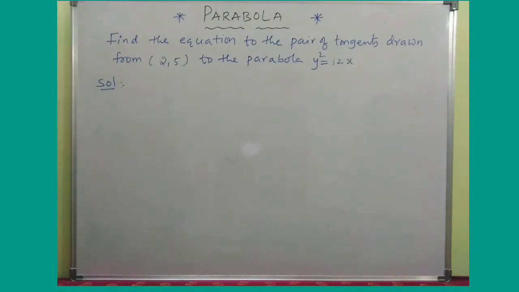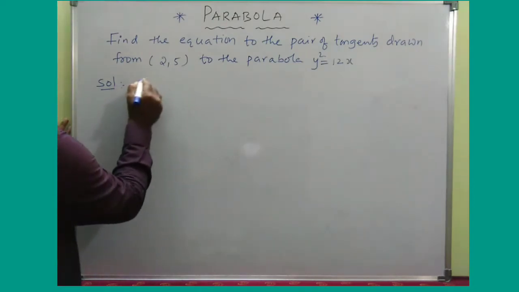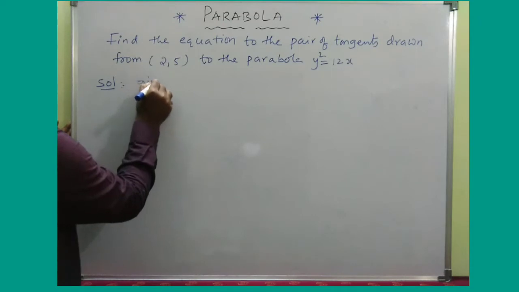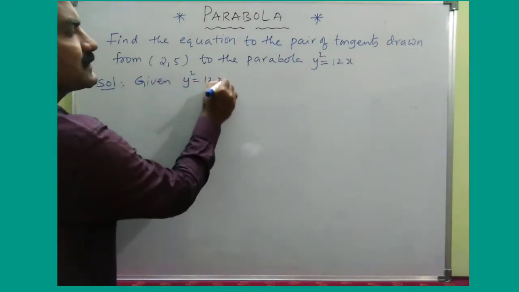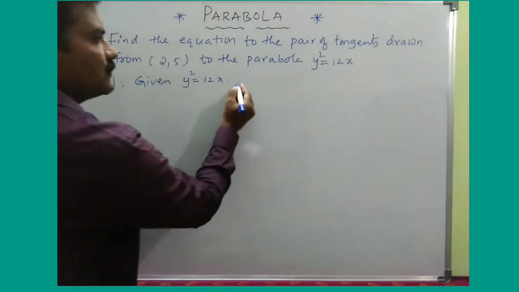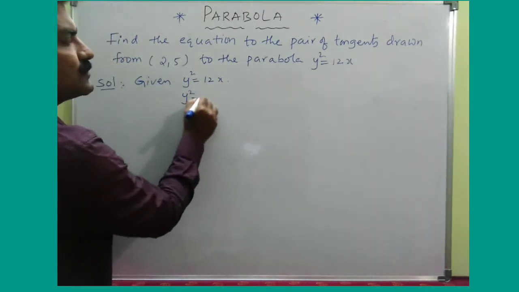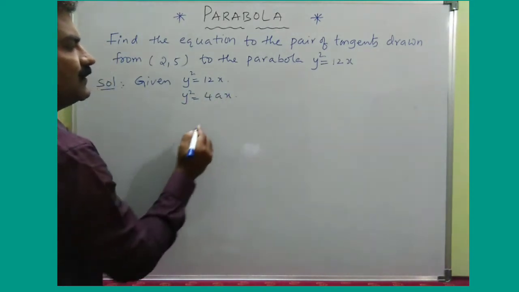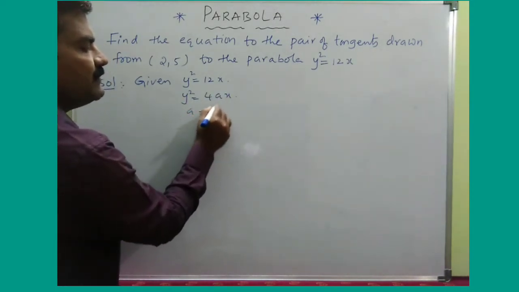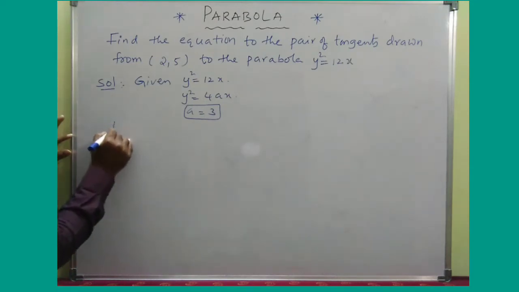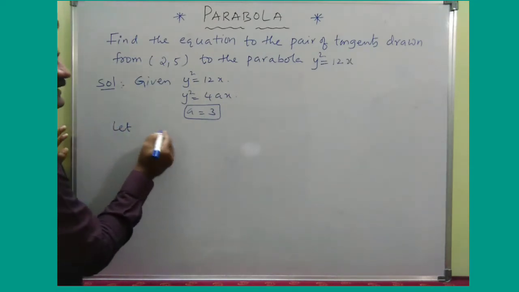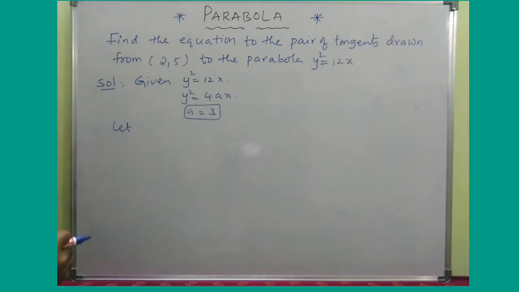So look at the question now. First, given parabola equation y square is equal to 12x, isn't it? So we can compare with y square is equal to 4a x, and from this I can say that the small a value is nothing but 3. Small a is nothing but 3. Okay.